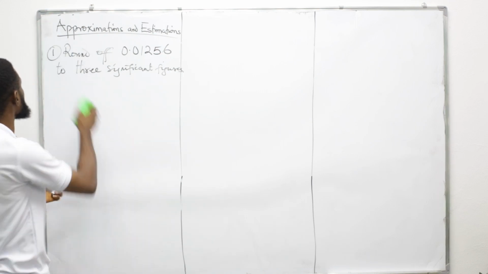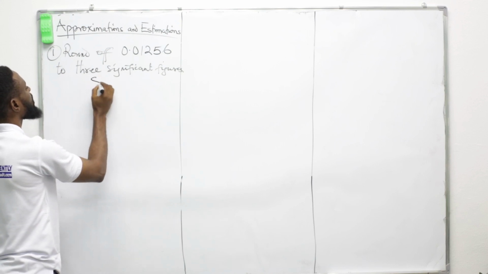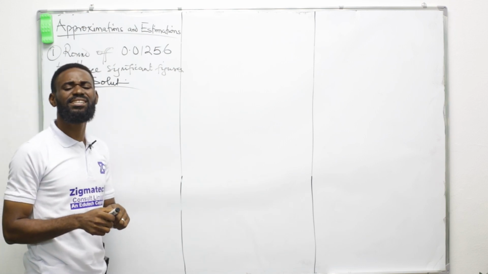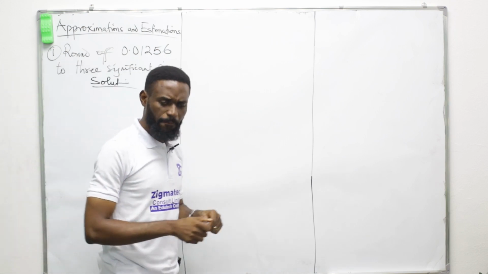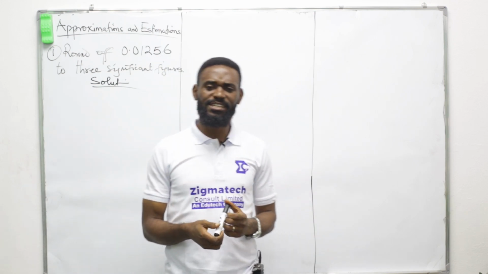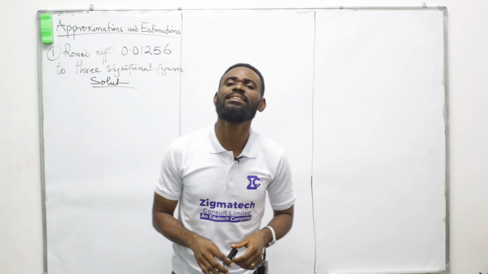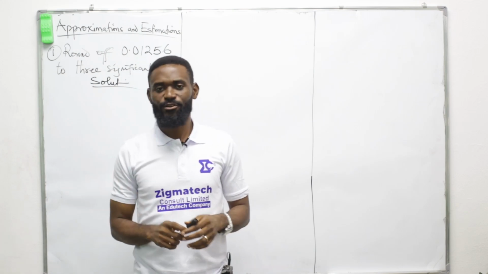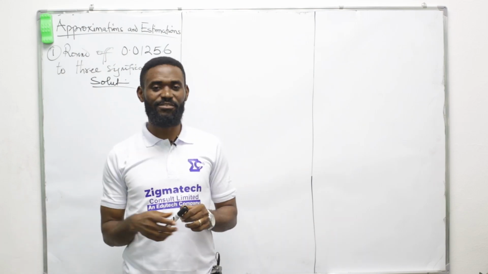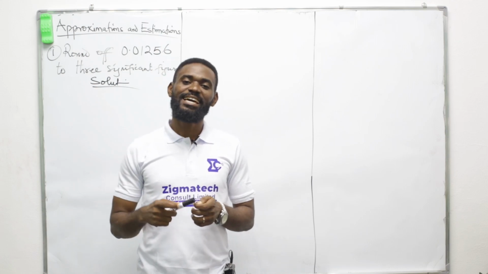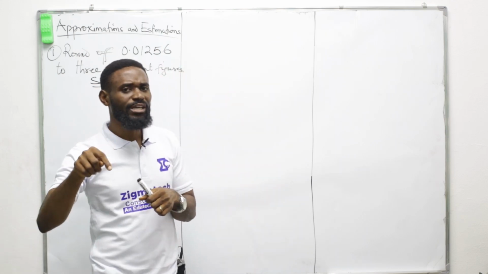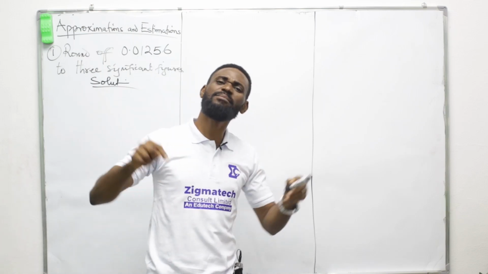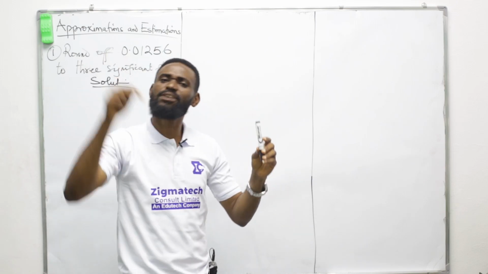So the first question you ask yourself is, how many significant figures is the number given to us? Or what is a significant figure? Okay? A significant figure is simply a number from 1 to 9. Number 1, 2, 3, 4, 5, 6, 7, 8, 9. Those are significant figures. 0 is not a significant figure. Do you understand me now? But then, there are exceptions where 0 is a significant figure. When 0 is in between 2 significant figures, 0 becomes significant.